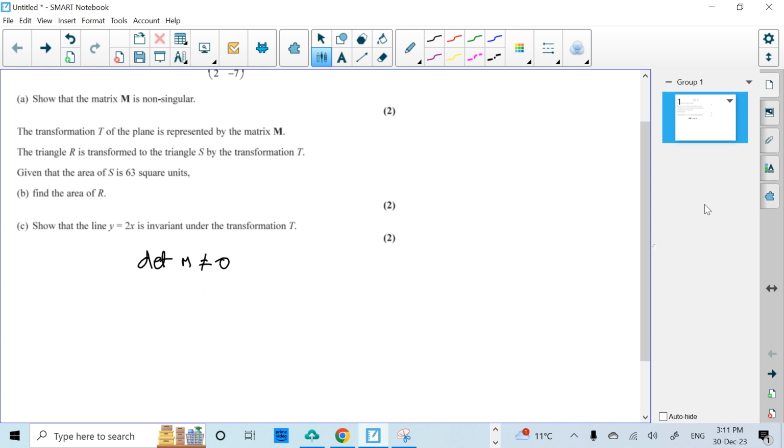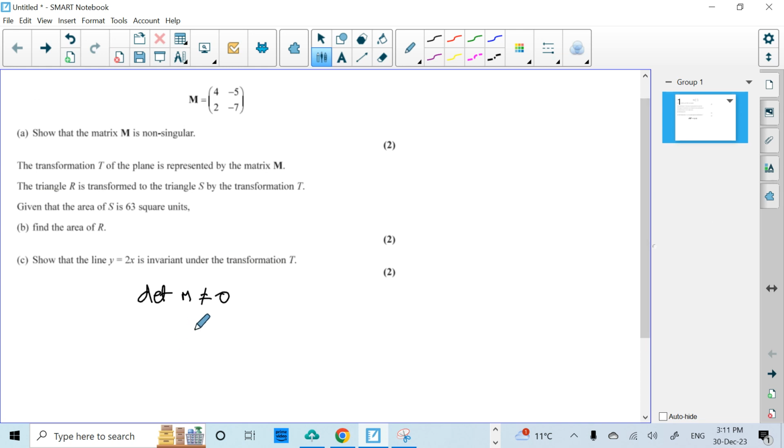Alright, so we're going to show that the determinant of M is not equal to 0. So we've got our matrix, which gives 4 times minus 7, and minus 5 times 2. That's minus 28 plus 10, and that gives you minus 18.